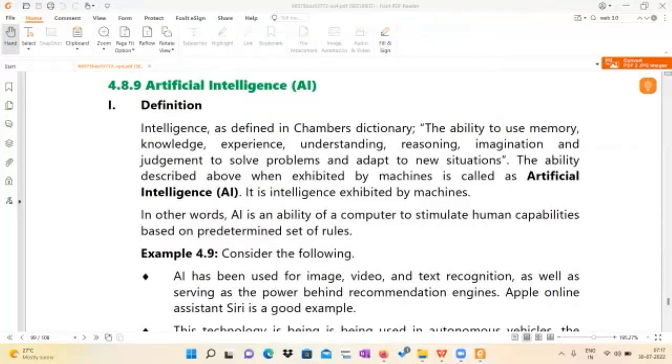Today I'm going to explain a topic about artificial intelligence and what is meant by it. Artificial intelligence is basically the intelligence exhibited by machines. So what is the intelligence exhibited by the machines?